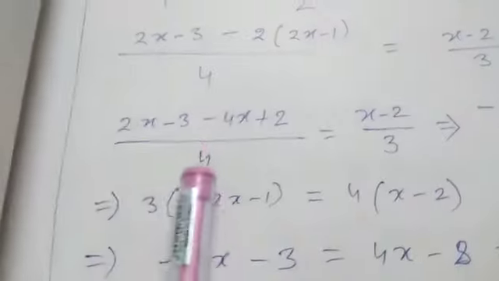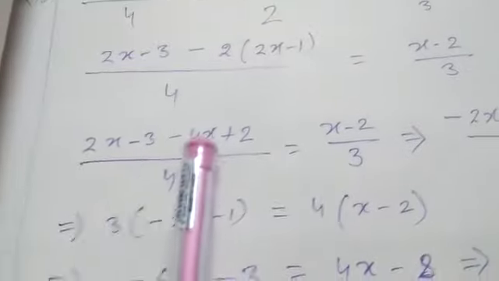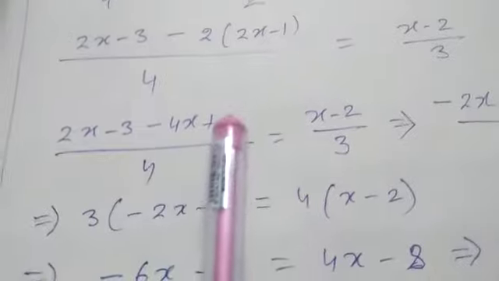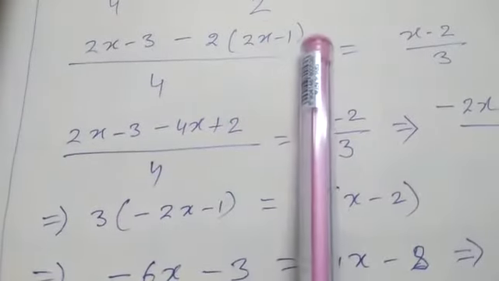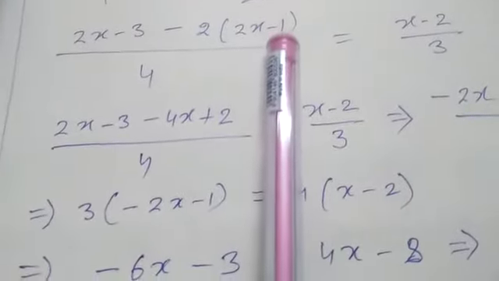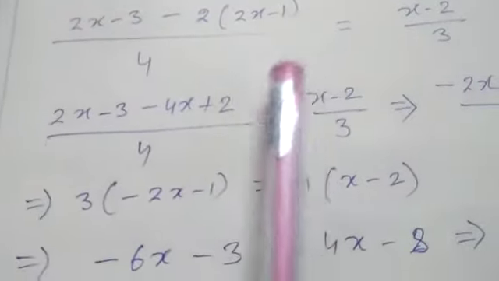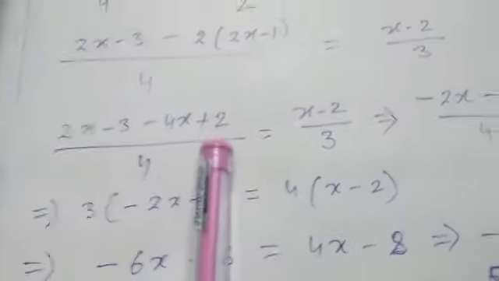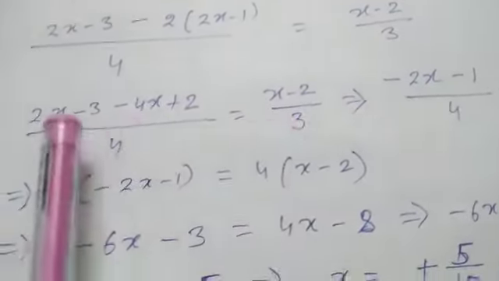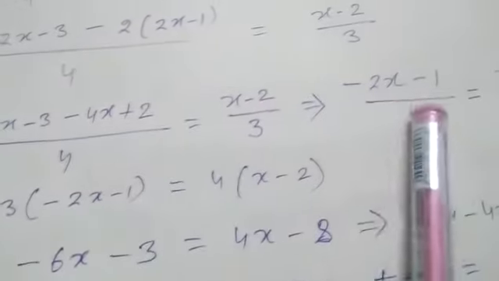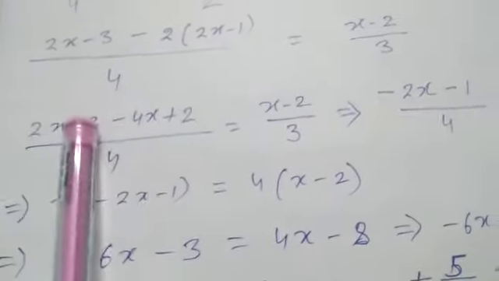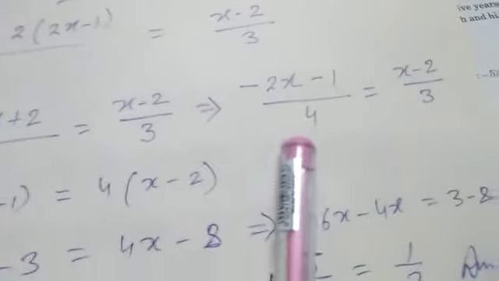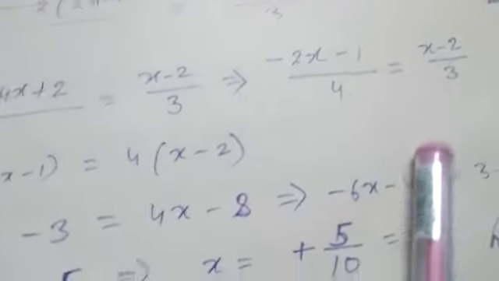Now open the bracket, 2x minus 3 is minus 4x, 2 to the 4, and minus into minus plus 2. If you don't put this bracket, then you will write minus 4x and you must write minus 2. But now minus into minus is plus 2. (x minus 2)/3 as it is. Now 2x minus 4x is minus 2x. And minus 3 plus 2 is minus 1 by 4 as it is. This (x minus 2)/3 as it is.